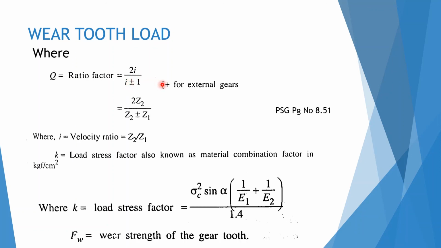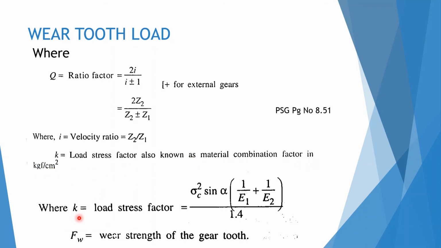The plus sign is used when the gears are external gears, and minus is used when the gears are internal gears. And that is equal to 2 z2 / (z2 ± z1). This equation is also in the PSG data book page number 8.51. Here i is the velocity ratio and K is the load stress factor, also known as the material combination factor, in kilogram force per centimeter square.